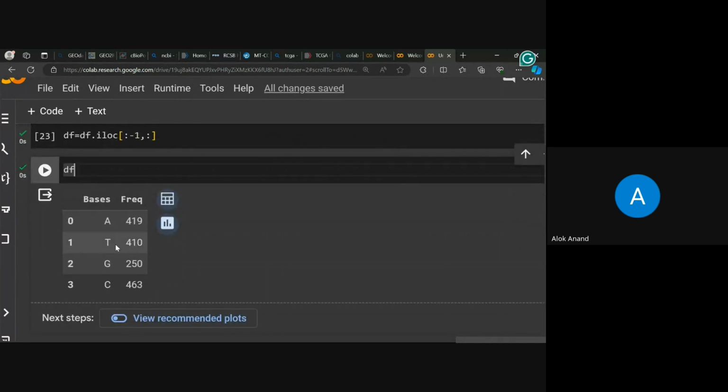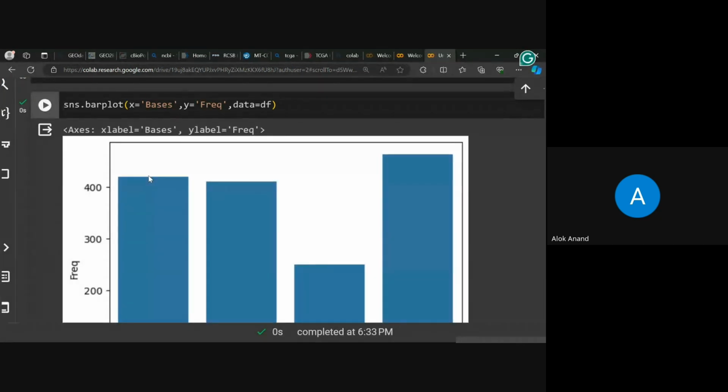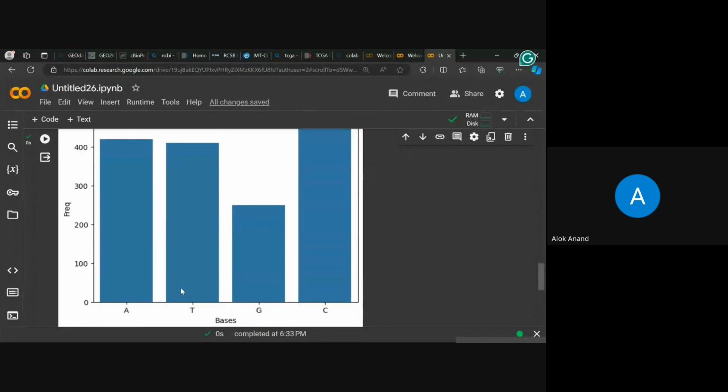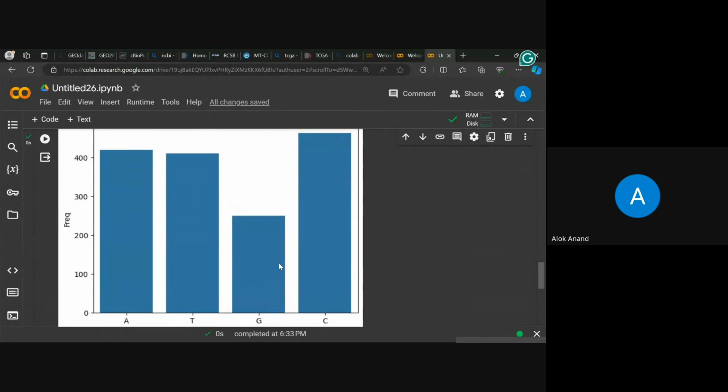Now suppose I want to plot it, with bases on the x-axis and frequency on the y-axis, which is known as the bar plot. So what I can do? Again, sns.barplot, x equals bases, y equals frequency, data equals df. I don't know if this is the right code. It will give me, oh nice, great. Now I can see here the frequency of the different bases.